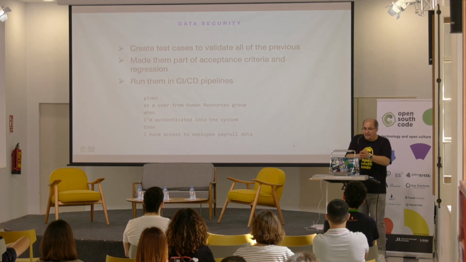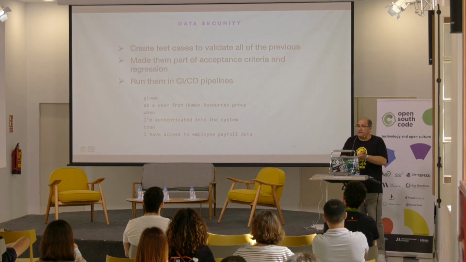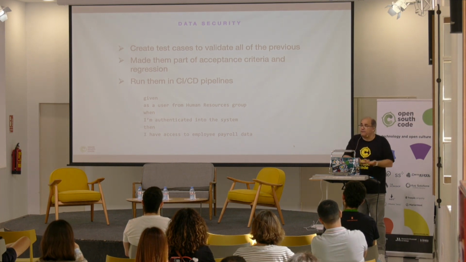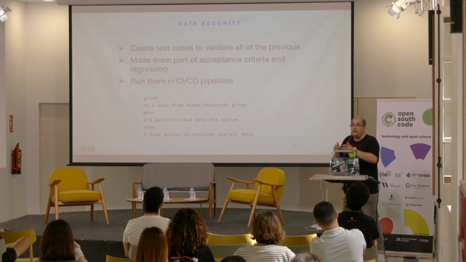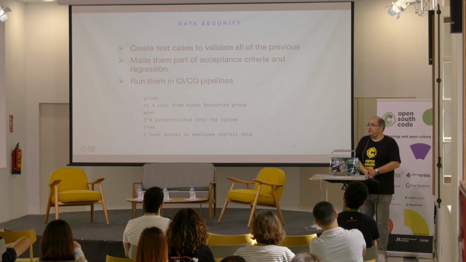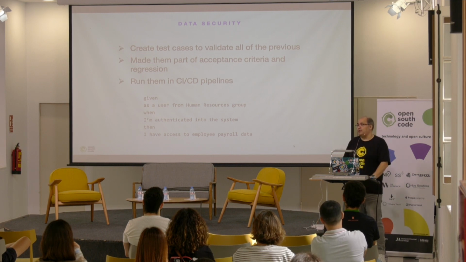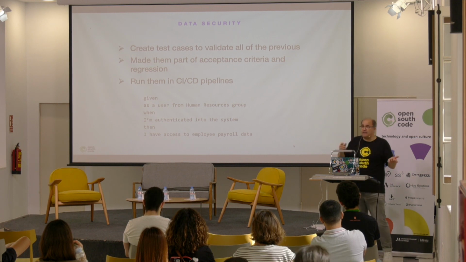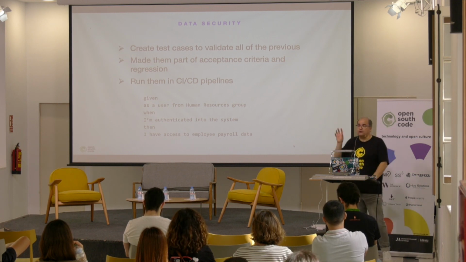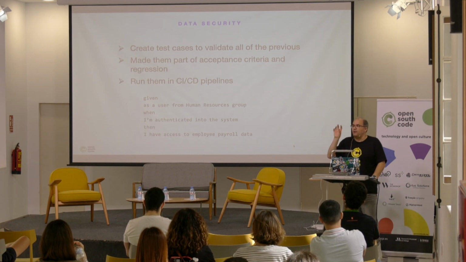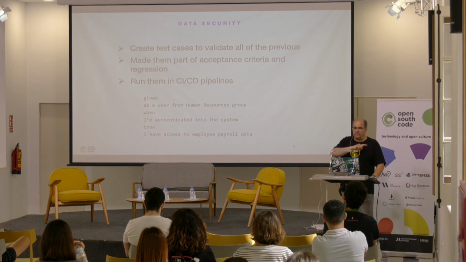Like in this example, in BDD format: if, as a user from the user resource group, when I'm logged into the application, I'm the one that has access to the employee payroll data, write a test case for that. So even if you, as a developer, make a mistake, because we all make mistakes, you have a test case that will ensure that this is not happening. This is an example of employee payroll data, but imagine healthcare, whatever. So create test cases for all these validations that we mentioned before.